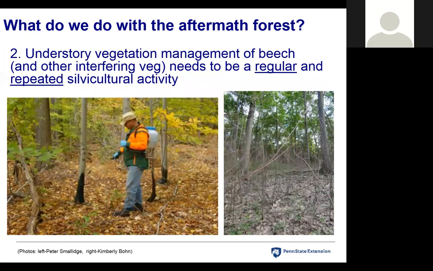And I'll go back to when I was in graduate school, we were sort of still in that time period where we really only thought about regeneration and what's in the understory when we were ready to regenerate that next age class or to do an uneven-age treatment. And I think now we're at a point that we have so many things going on in our understory that it really needs to be thought about all the time.